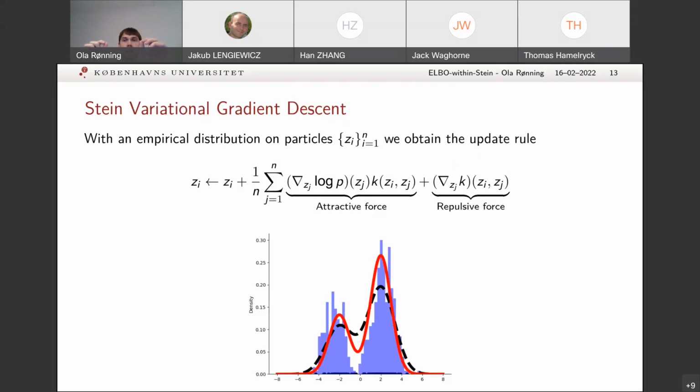As two points get close to each other, the gradient becomes large, and it will make sure that we get a good spread of particles, so they don't all collapse to the mode, which would happen if we just had the attractive force. So using the current example here, we can infer.